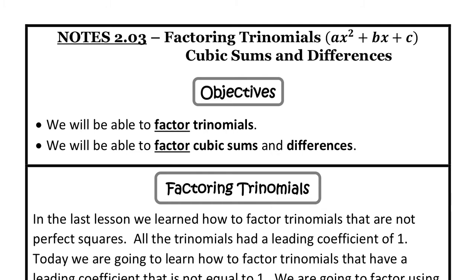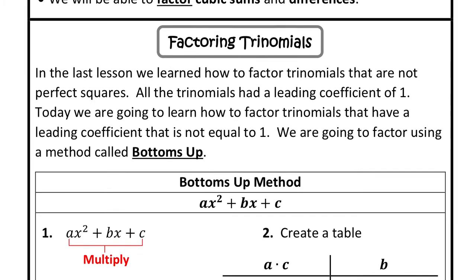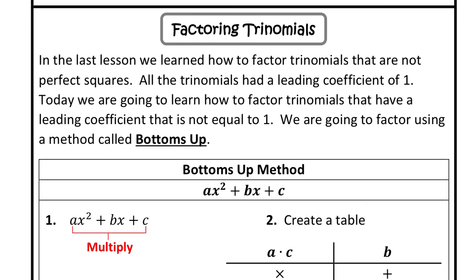So let's scroll down here and see what we're going to learn today. It says in the last lesson we learned how to factor trinomials that are not perfect squares. All the trinomials had a leading coefficient of 1. Today we're going to look at how to factor trinomials that have a leading coefficient that is not equal to 1. We're going to be using a method called bottoms up.